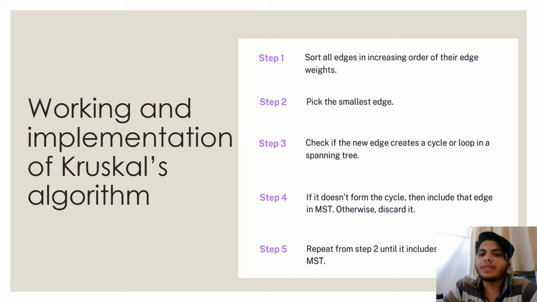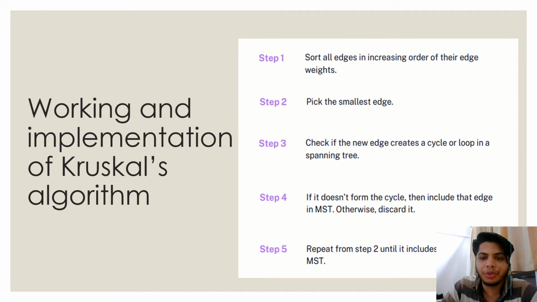Then we pick the next least weight edge, and we check whether it is forming a loop or not, to avoid forming loops, because if there is a loop, then it is not a spanning tree. If it doesn't form a cycle, then we include the edge in the minimum spanning tree, otherwise we discard it. Like this we keep taking the edges according to their weights in increasing order, placing them and checking whether they form a cycle or not.